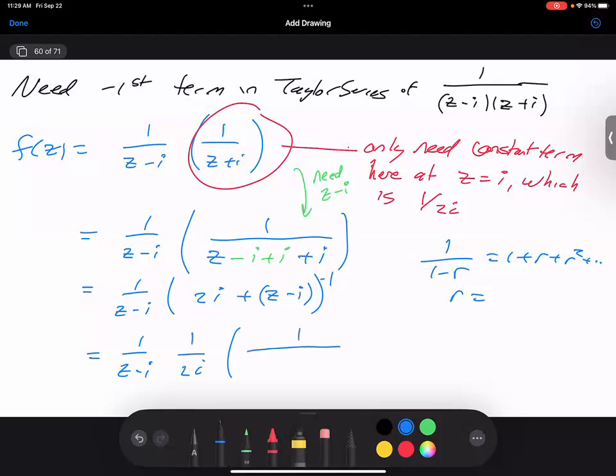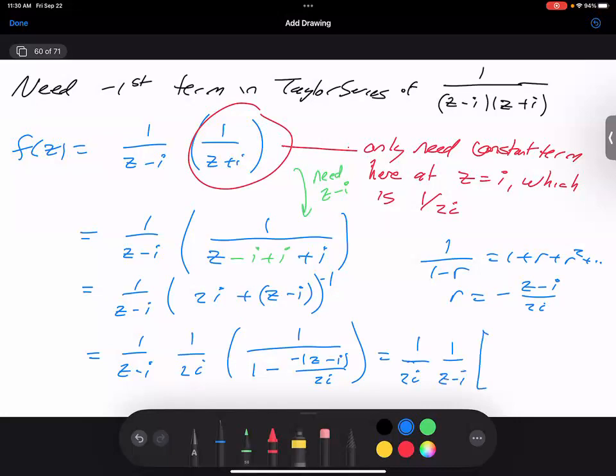I guess I'll go back to writing this. 1 minus, I'll do negative z minus i over 2i. Yes? Is that going to work now? I've tried to write it so it's as close as possible to the geometric series. And so now r is going to be negative z minus i over 2i. So this would be 1 over 2i, 1 over z minus i.